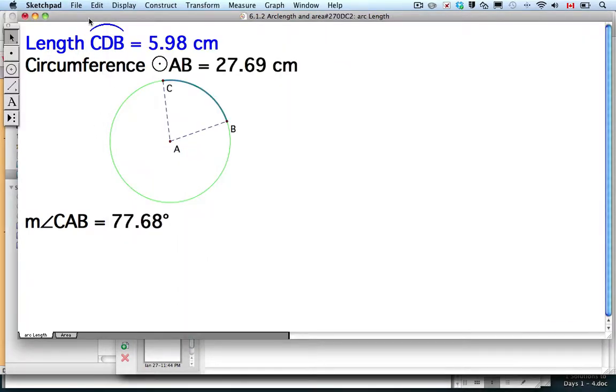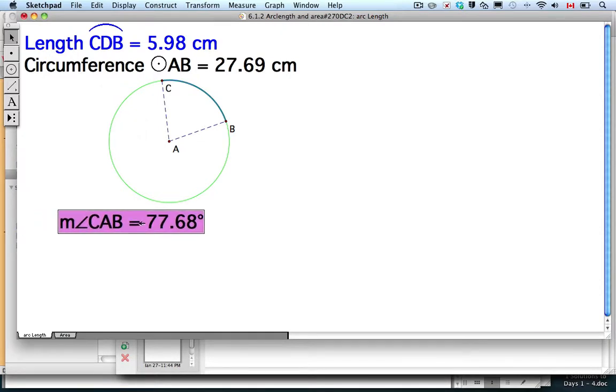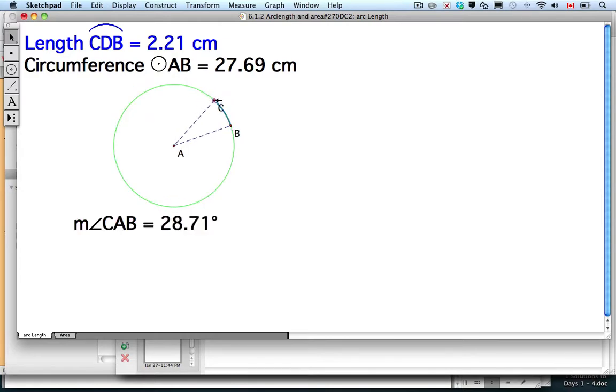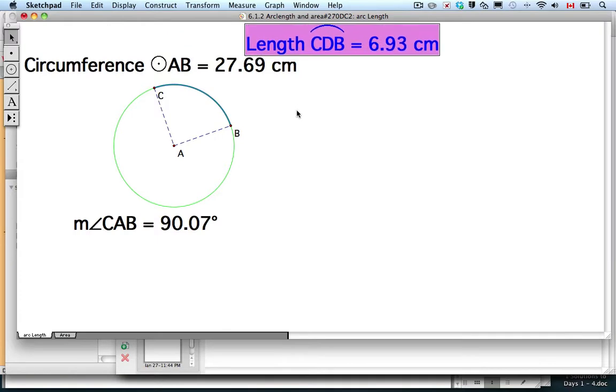I've got a geometry sketchpad here, where I have angle CAB, this angle down here. As I change C, the angle changes accordingly. And obviously, the length of the arc is also going to change. That's the blue one up here, the blue length of that arc on the circle. So if I move that, the angle CAB changes, as does that blue length CB. Now this angle CAB is 83.75.